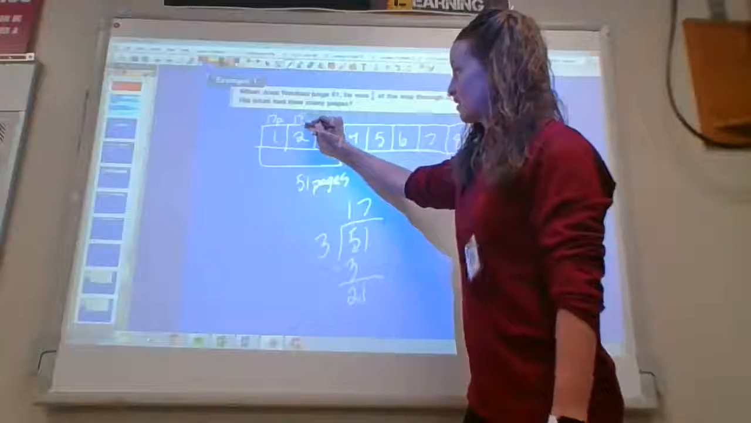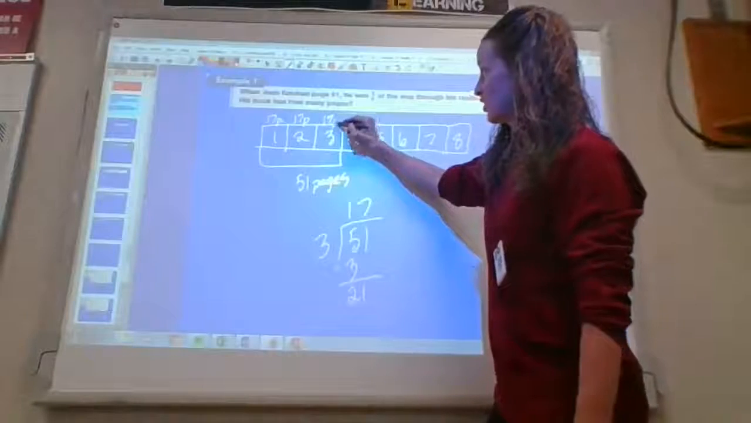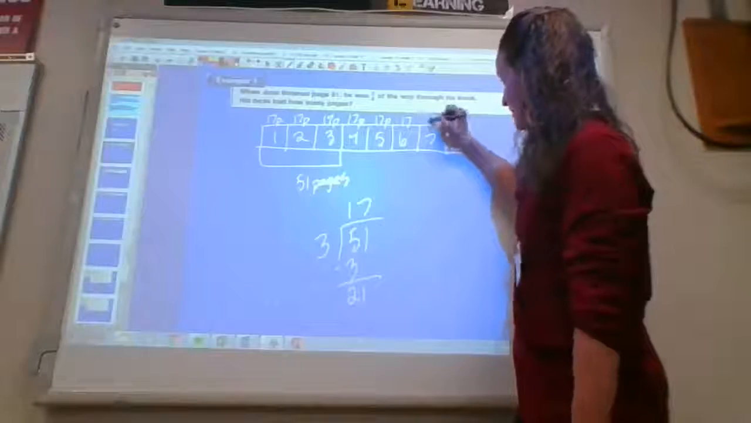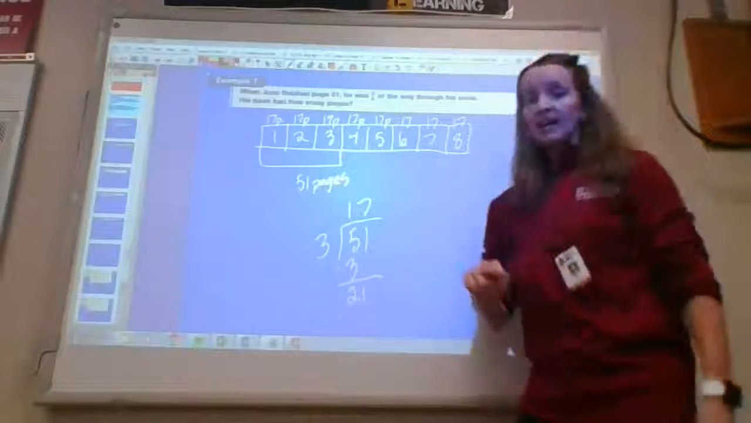The next one would be 17 pages. So all of these are 17 pages long. Each box represents 17 pages. Now I'm going to go fix the lighting.